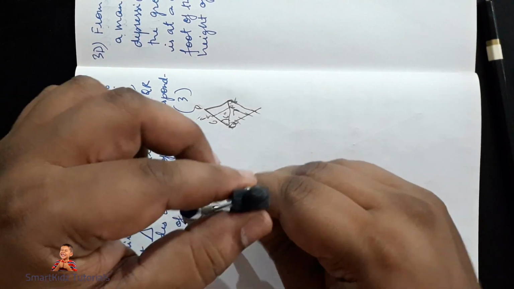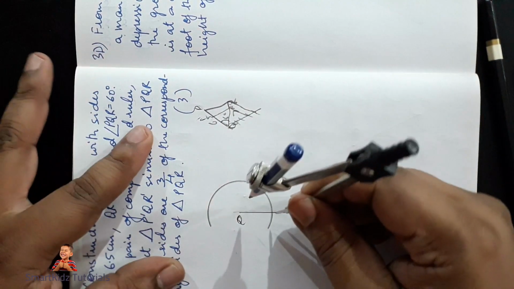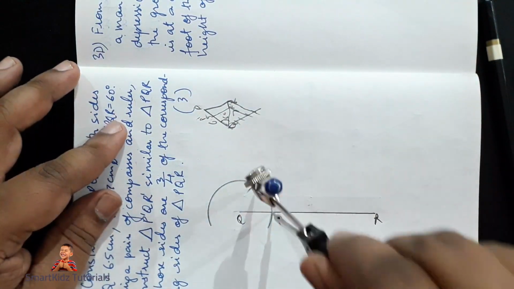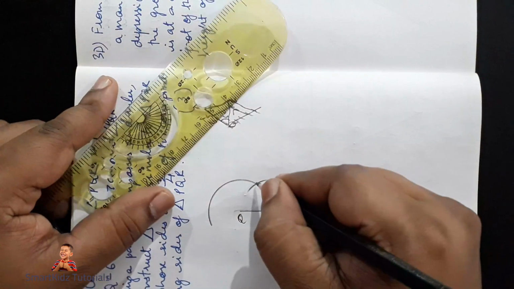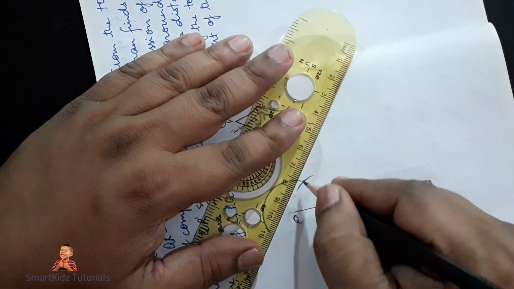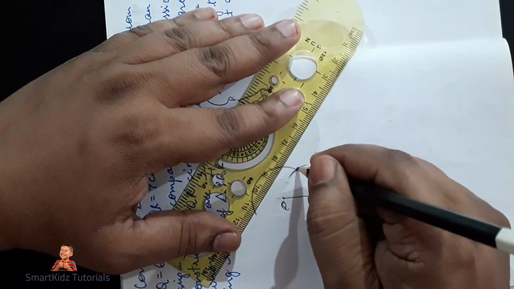Draw an arc from here like this. Using the same measurement, I'm going to keep the compass here and cut an arc this way. And through that intersection of arcs, we'll draw a big line. Okay, so here you go. You can see this.